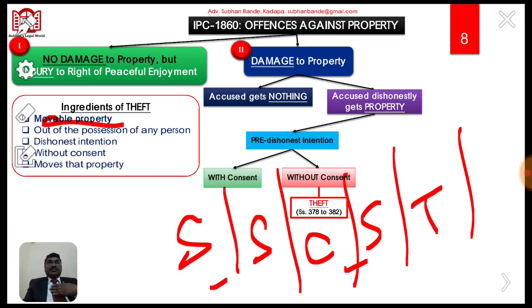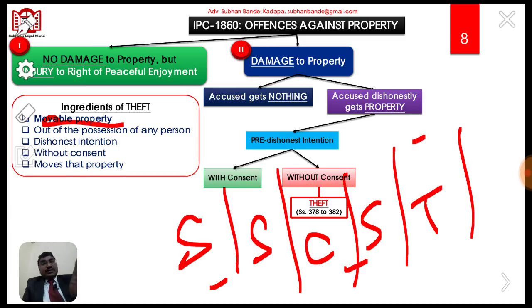The human body, whether living or dead, is not subject of theft. Friends, we need to remember the human body is not a movable property. Whether it is a living human body, a living person is not a movable property, but a living animal, an animal is a movable property, but a living human being is not a movable property. The dead body is not treated as movable property, it is not subject of theft.